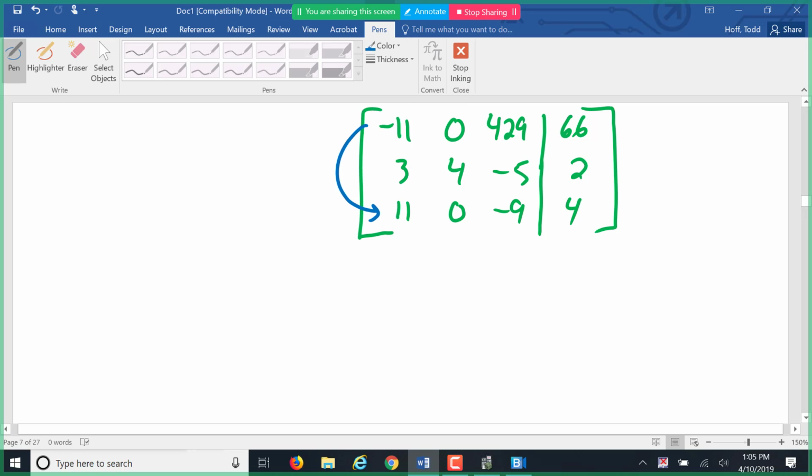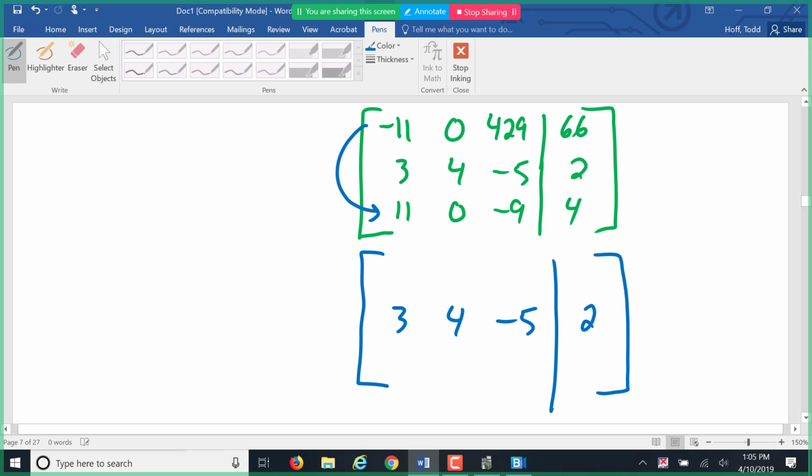Now I'm going to add that top row to the bottom row. I'm going to combine something here. Right now I'm going to leave the top row blank. I fill in the second row, which hasn't changed: 3, 4, negative 5, and 2. The bottom row: negative 11 plus 11 is 0. 0 plus 0 is 0. 429 plus negative 9 is 420. 66 plus 4 is 70.